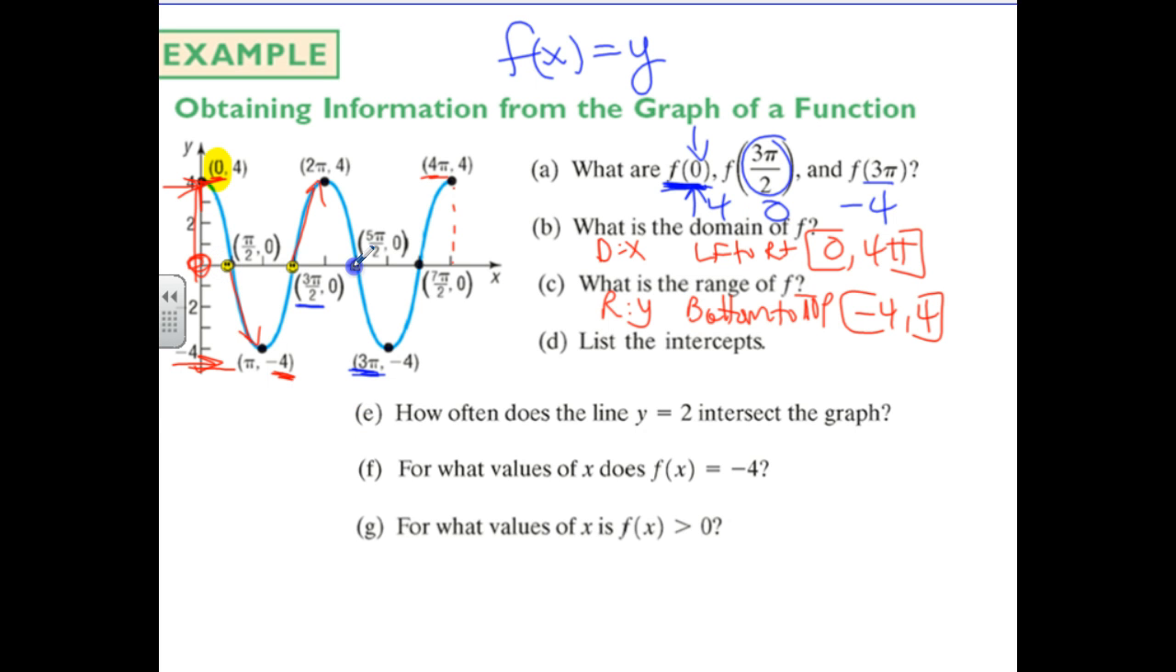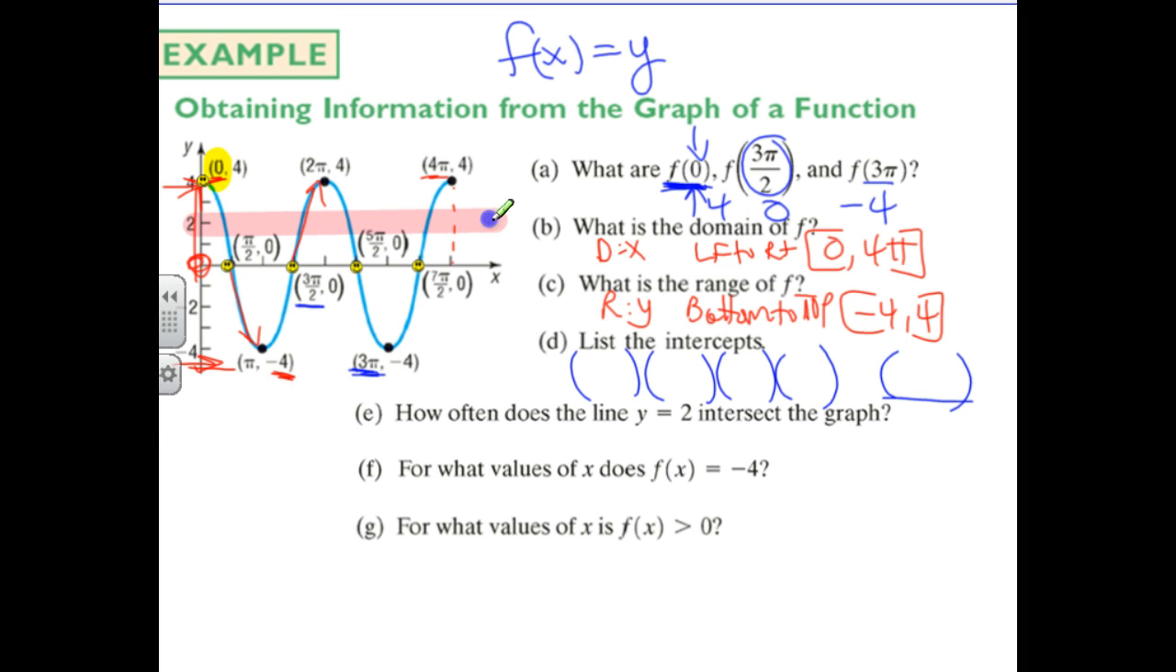I have 1, 2, 3, 4 x-intercepts, and then 1 y-intercept. So I would list all of those points as ordered pairs. So list all 5. There's 4 x-intercepts, and then a 5th, the y-intercept.